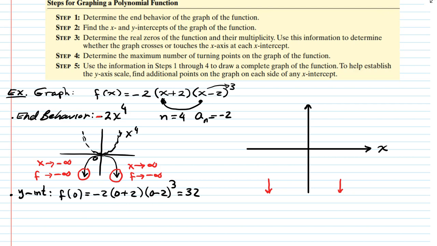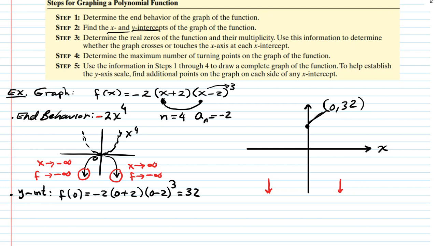So here's, let's say 32. Okay, it's going to be right there. I just picked a random point on the graph. So here's 0. Again, this point is 0, 32, the y-intercept.